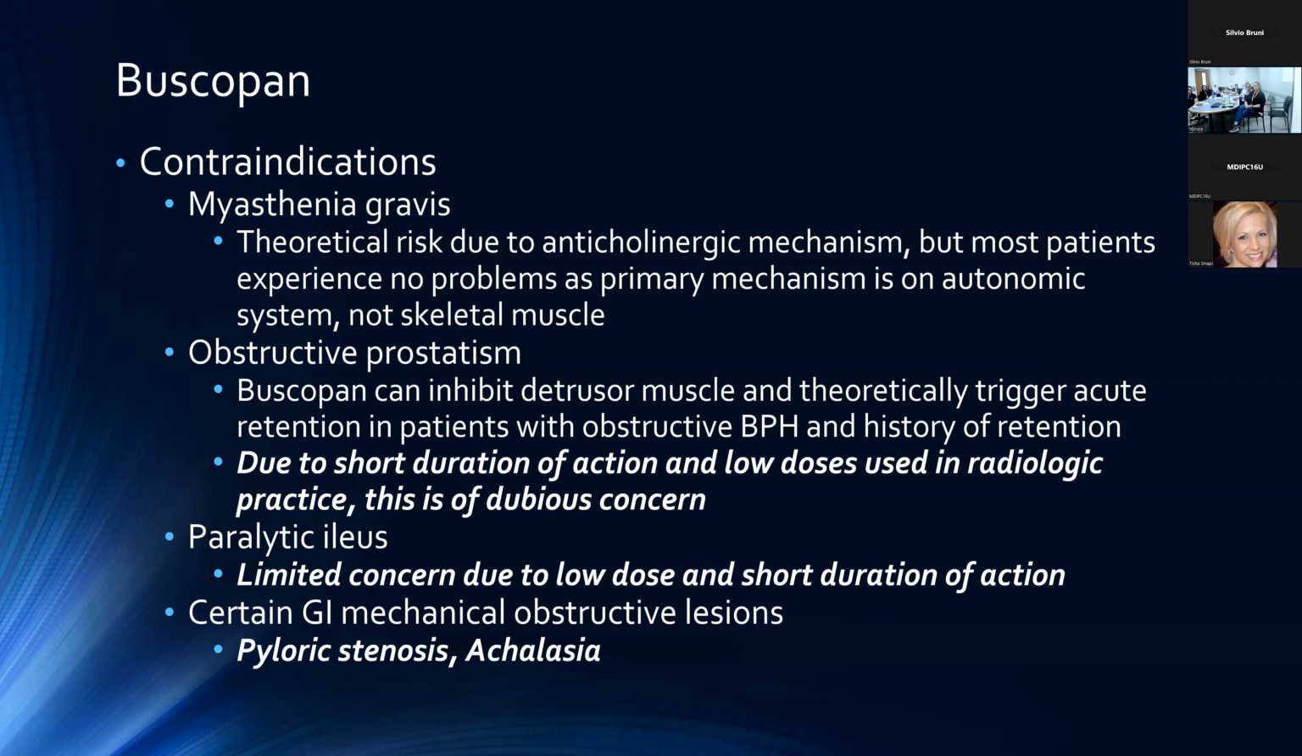Similarly, in cases of paralytic ileus or obstructive lesions, because of the short duration of action, generally I'll personally give in these cases. Really, the only types of obstructive lesions that I will generally avoid are upper GI obstructive lesions or dysmotility disorders like achalasia, just because there's an increased risk of aspiration in those patients. But for obstructive lesions that are further down, like a simple Crohn's stricture or a history of prior small bowel obstruction, administration of Buscopan at the doses we use is considered generally safe.